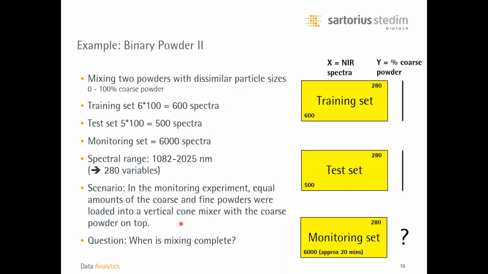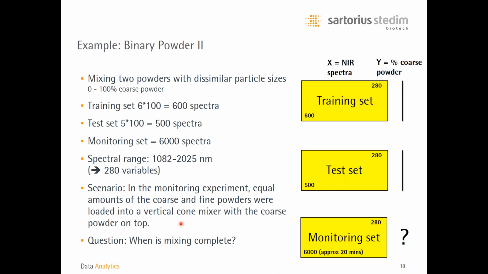The mixing equipment is a conical mixer. First, only fine powder is loaded into the mixer, so the fine powder will be at the bottom, and on top of the fine powder, an equal amount of coarse powder is loaded. So you will have 50% of both types.